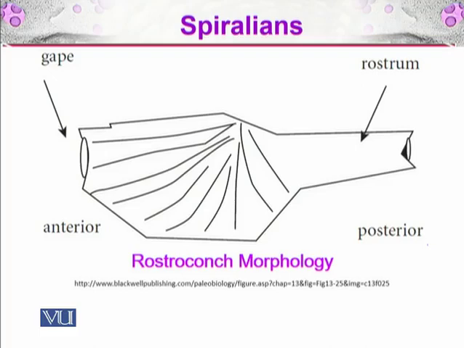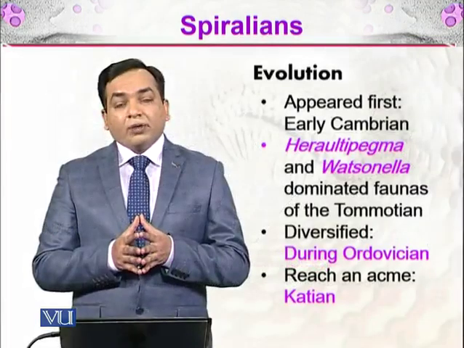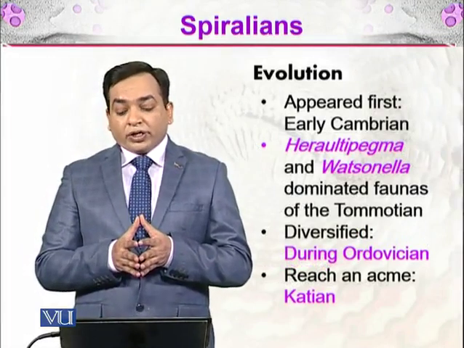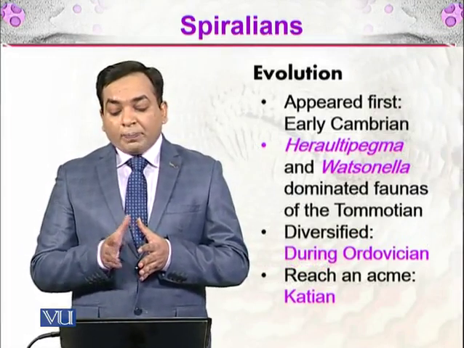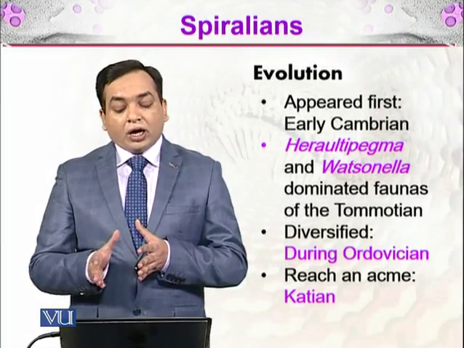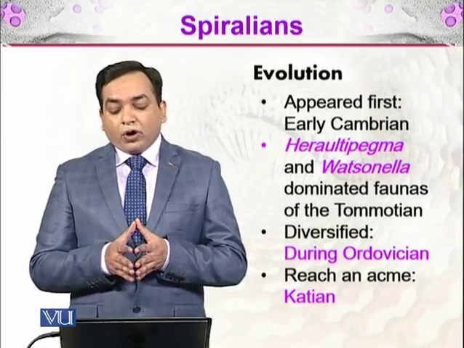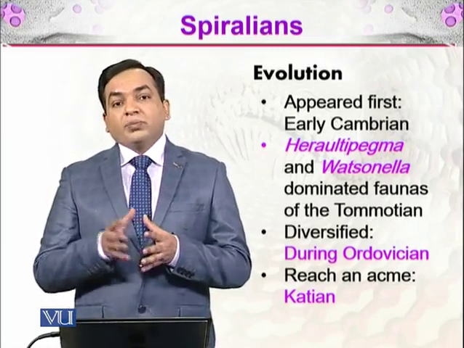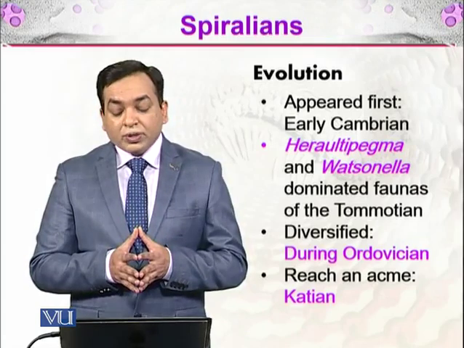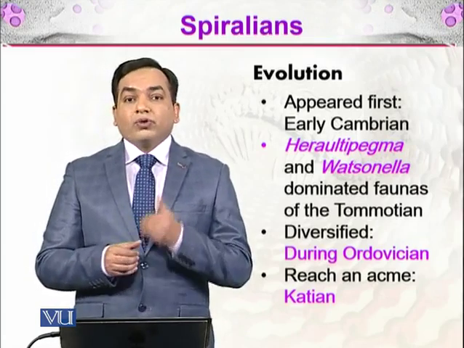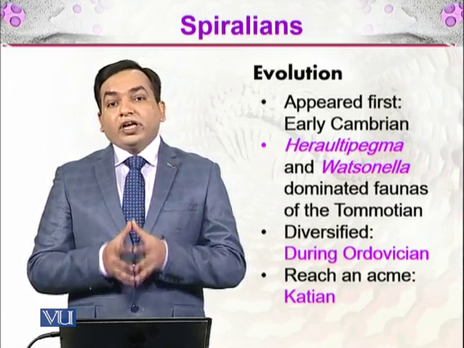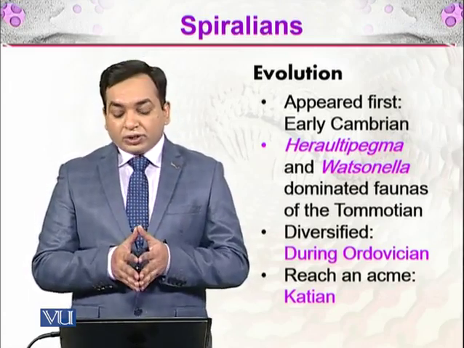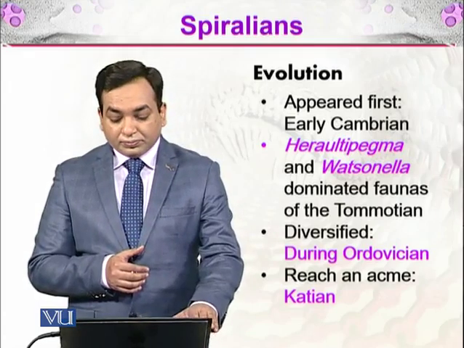These spiralians appeared first during the early Cambrian period. And there are characteristic organisms, just like Heraultipegma and Watsonella, that dominated the faunas of the Tommotian. So the Tommotian period was dominated by these two organisms. And during the Ordovician, they further diversified and reached their acme. That means they had the maximum diversity during the Katian period.